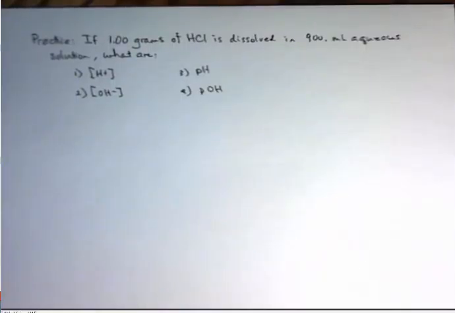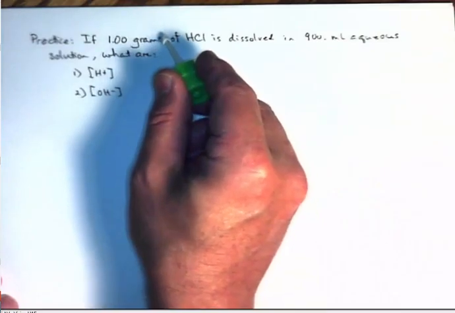All right, so here's a practice problem for you. If 1 gram of HCl is dissolved in 900 milliliters of aqueous solution, what are the hydrogen ion molar concentration, the hydroxide ion molar concentration, the pH, and the pOH?